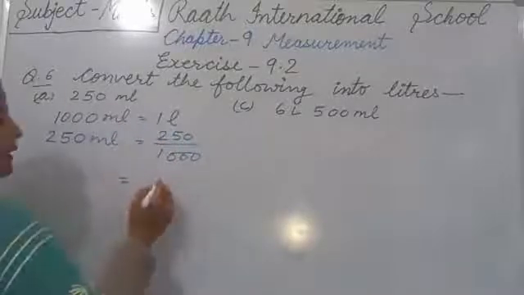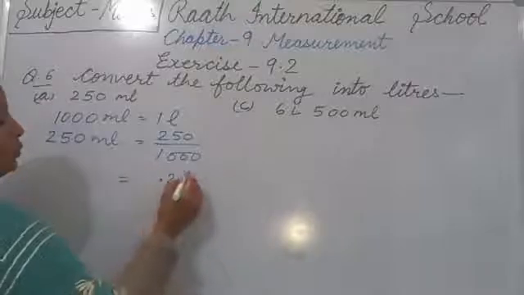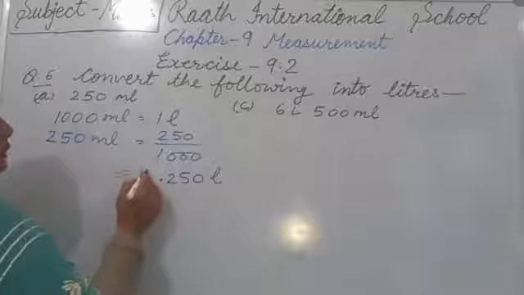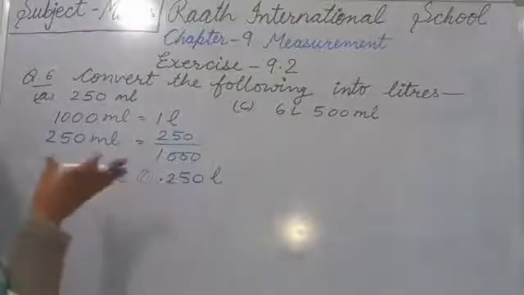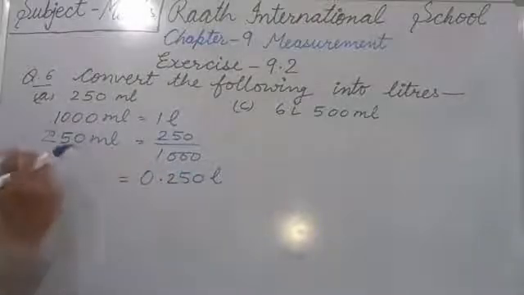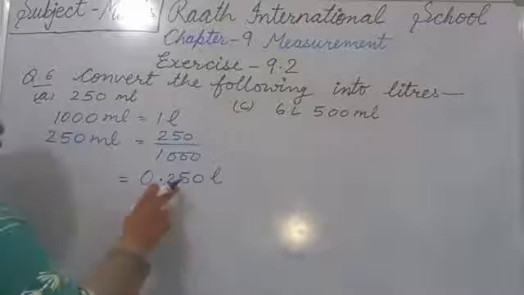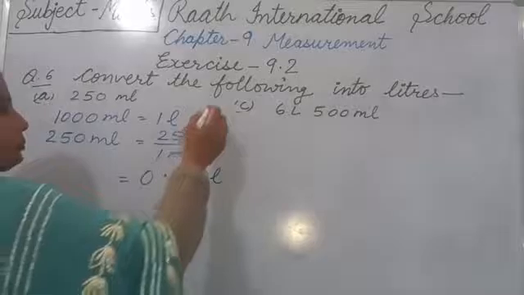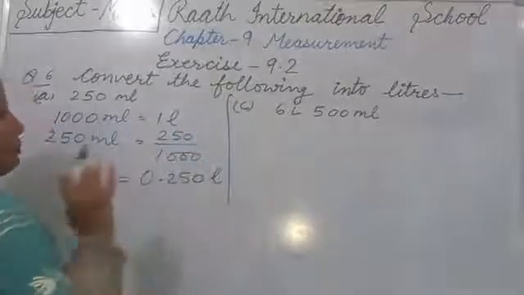So directly we can take 0.250 liter. Whenever we take decimal, so unit convert, it will go in the higher unit. So our answer becomes 0.250 liter. That's your answer. Clear? The same way you will do the B part also.